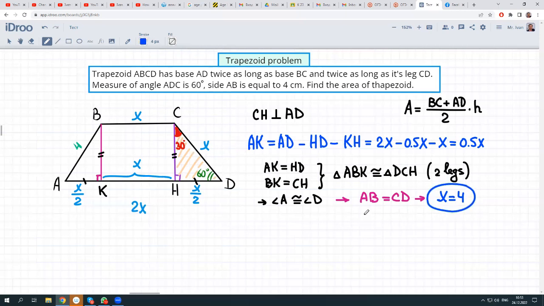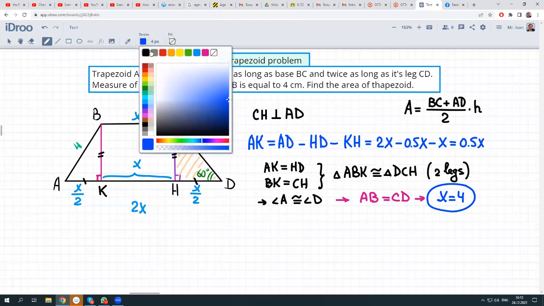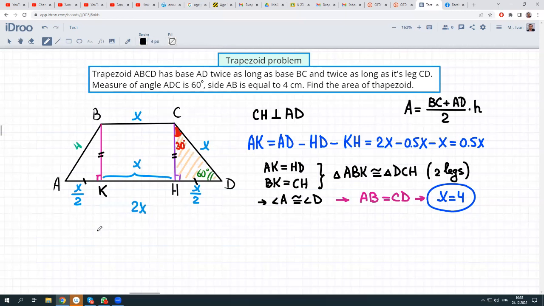Great. We know CD, means we know BC, means we know AD. Let's say what is what, which is which, and who is who now. So BC is equal to x, which is 4 centimeters. Then AD is 2x, and it's 8 centimeters.